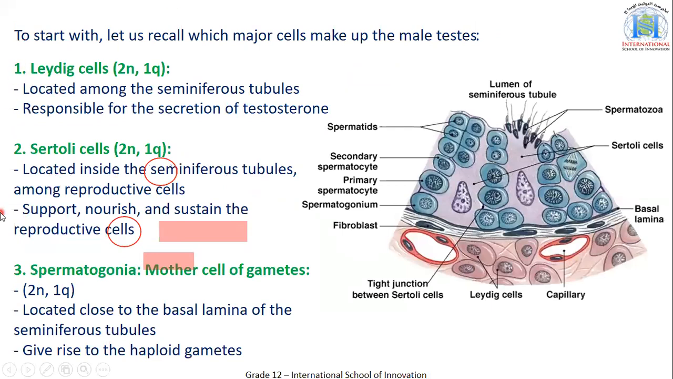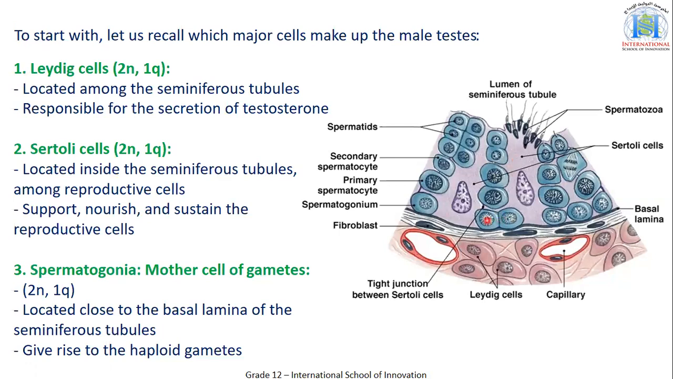Before I start talking about spermatogenesis in specific, we will need to remember the functions of several cells in the male reproductive system. We have first the Leydig cells. Look at these. Leydig cells are between the seminiferous tubules, and their job is the secretion of testosterone. Okay, these cells are found in here, inside the seminiferous tubules. They help in the nourishment of the sperm cells.